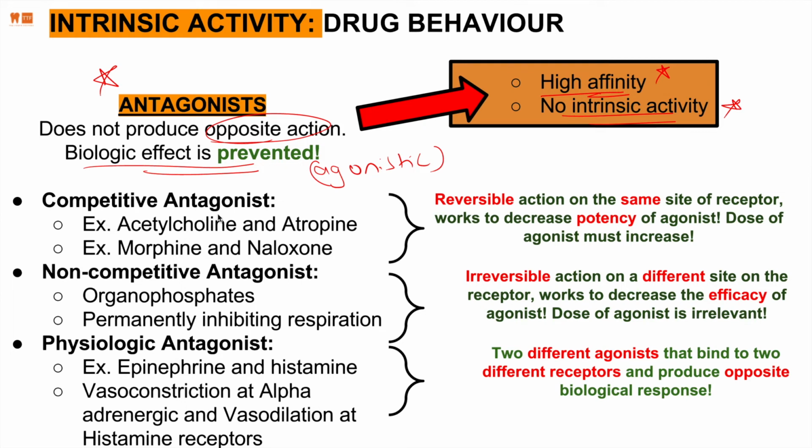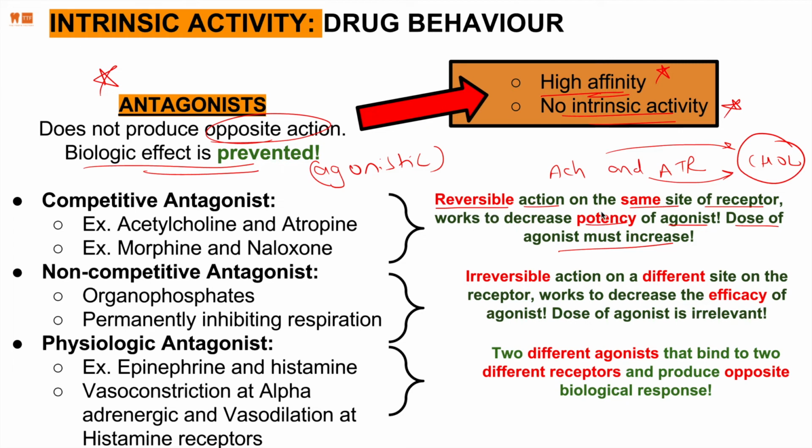A competitive antagonist, such as acetylcholine and atropine in the cholinergic systems, and morphine and naloxone in the opioids, are reversible in action on the same site of receptors. However, they work to decrease the potency of the agonist. The dose of the agonist must increase. What does this mean? For example, ACH, the acetylcholine, and atropine both affect cholinergic receptors. However, they are reversible on one another.